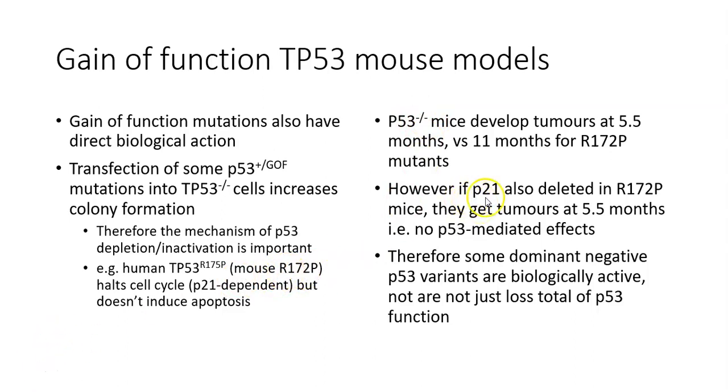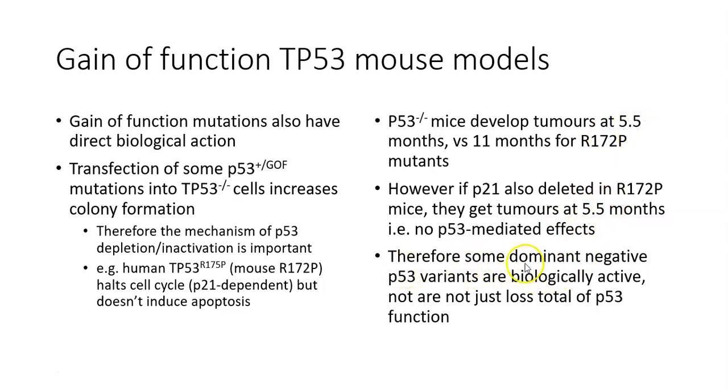What we also find is if you delete p21 from this mouse model, they get tumours at near enough 5 or 6 months, which is very similar to the p53 null mouse model. So that suggests that if you've got this mutation you're still getting p21 mediated responses, but if you then have a mouse that has got this mutation and the p21 deletion, you end up with a phenotype of no p53 mediated effects and the same sort of rate of death as the p53 null model.